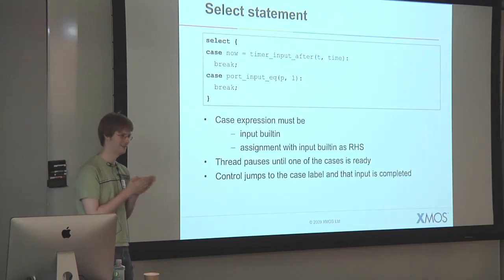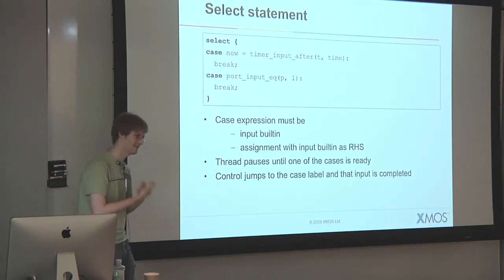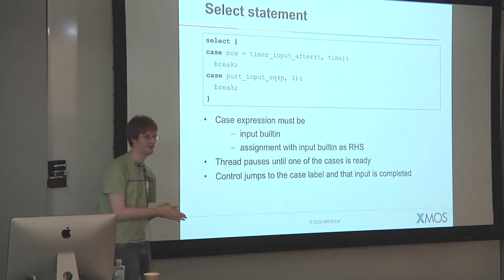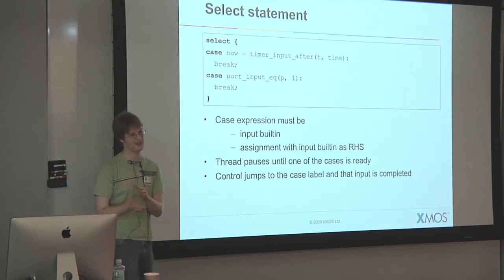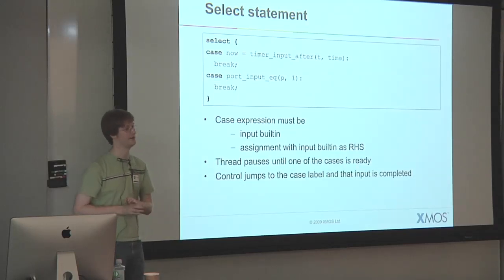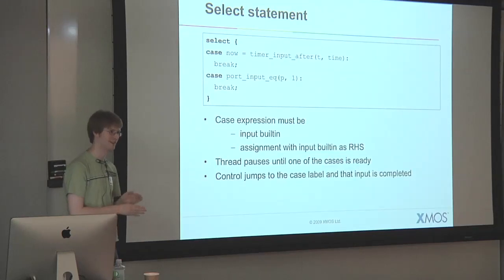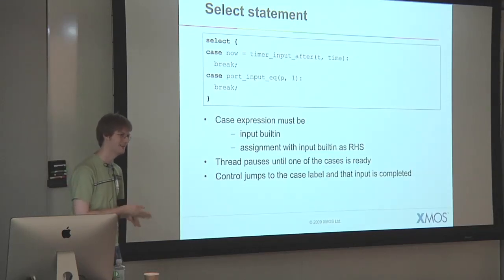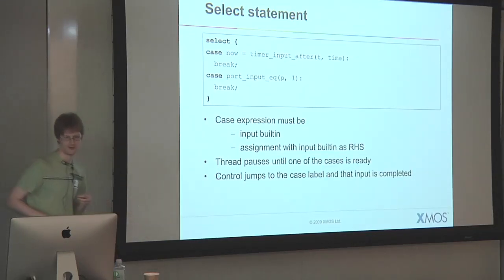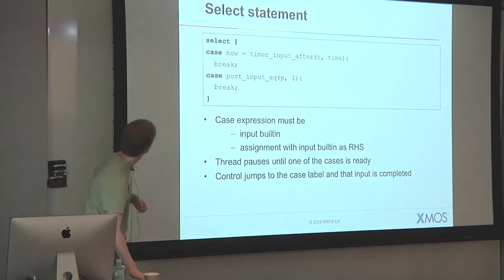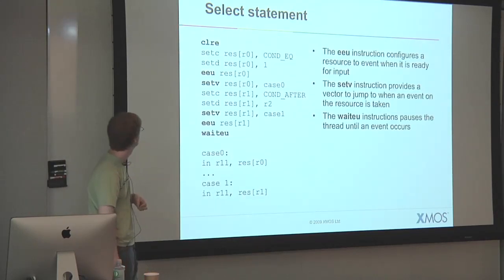The thread pauses, so you can save power, and then as soon as something happens, you jump straight to the piece of code to handle that. And that's very efficient, so you get very low latency, and can respond very quickly. So this is what that previous example compiles to.